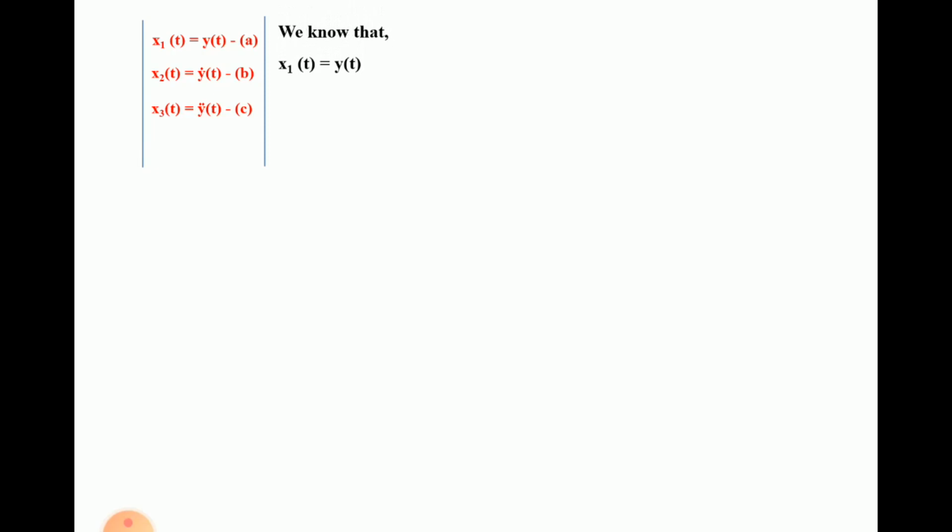We already know that x1 of t is equal to y of t. If we differentiate this expression, we will get x1 dot of t is equal to, differentiate y of t with respect to t, you will get y dot of t. But again, you may have observed the state equation should be represented in the form of state variable and input only. I will repeat once again. The state equation should be represented in the form of state variable and input.